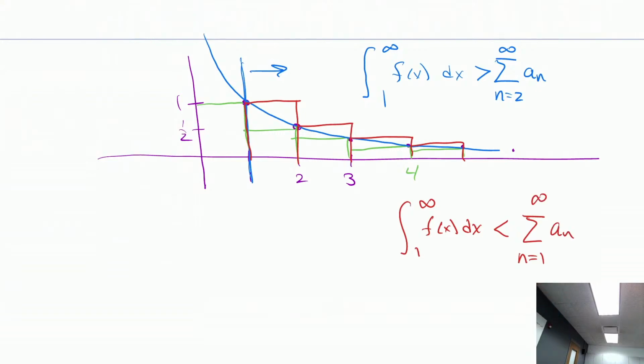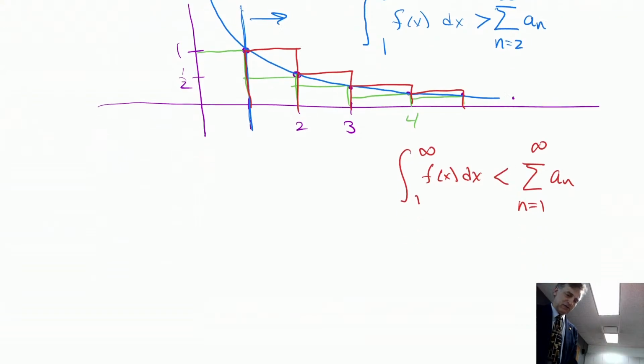So any way you cut it, if you're comparing these two, they're going to share the same fate. If this one is finite, then this will be finite. If this one is finite, then that will be finite. So that's good. Well, what if they diverge? Well, if this diverges, this is going to be bigger than that, and that will diverge. And in the same way, if this integral diverges, if it's infinite, then this will be bigger than that. It's divergent. So that's the integral test.